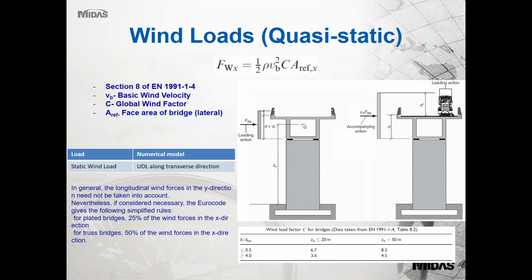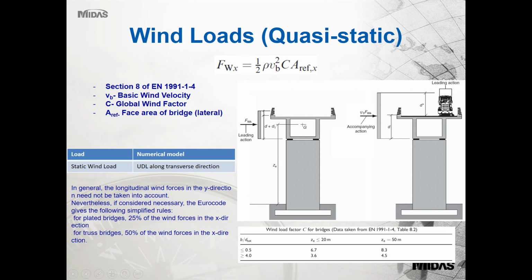For the superstructure, there is an equivalent formula given in Eurocodes for calculating the transverse wind loads, which uses the basic wind velocity and global wind factor. Global wind factor again is given in a table in the same code. It is then multiplied with the exposed area of the bridge, which, in the case of an unloaded structure, will be just the overall depth of the superstructure. In case of the loaded structure where the live load is leading, the wind load is applied as an accompanying action, including the height of the live load plus the overall depth. That's how the exposed area is calculated.